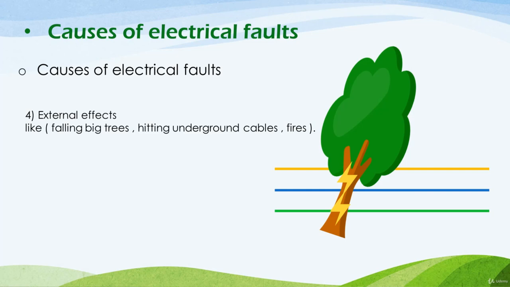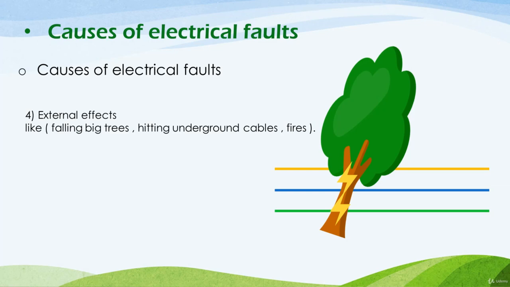Another case is a worker who is digging the ground; he may come across an underground cable by mistake and cut that cable while digging. So this produces an open circuit on the cable, as it has been cut.